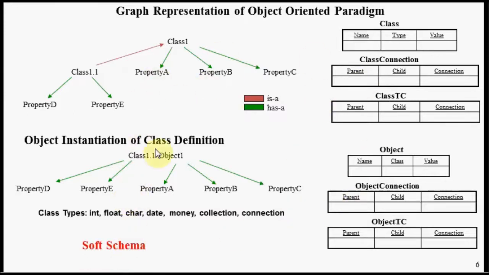So this whole paradigm I'm describing here with these 6 relational database tables is something known as a soft schema.